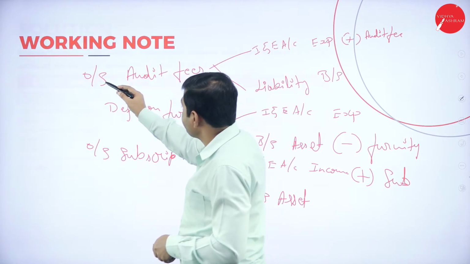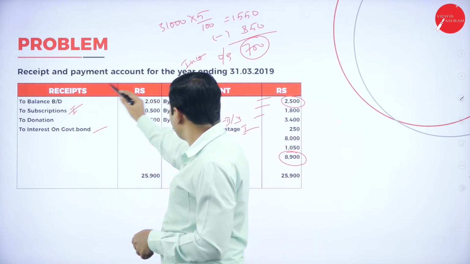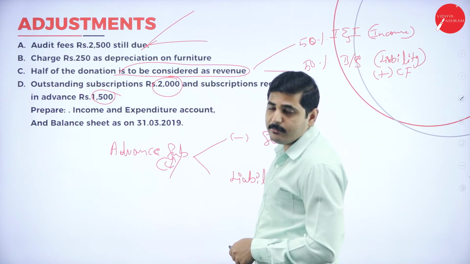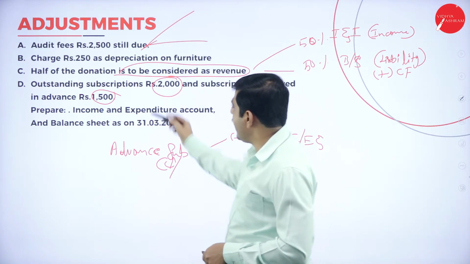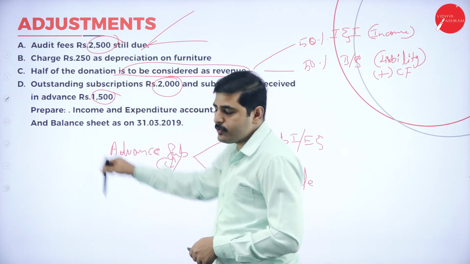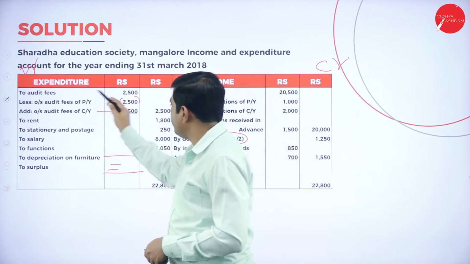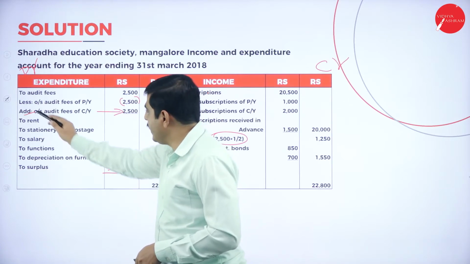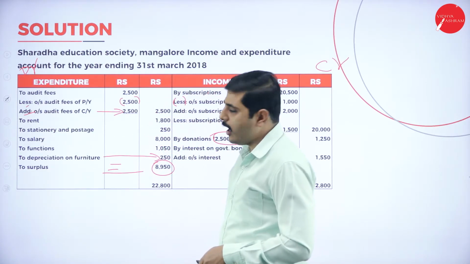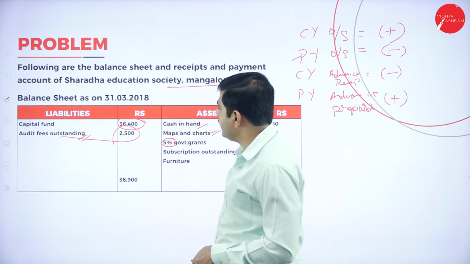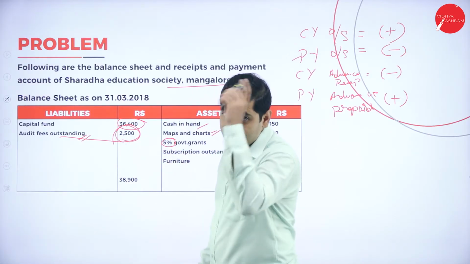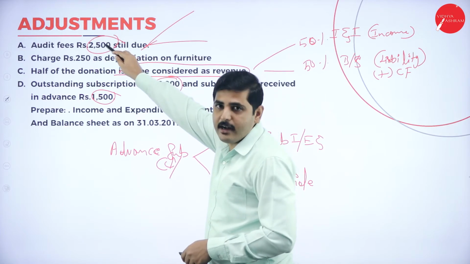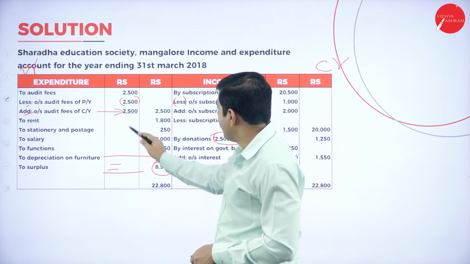So first, coming to the payment side, all the payments that belong to this year. What are the payments? First one, audit fees. Check for any advance or outstanding. Yes, we have an outstanding due: add the current year outstanding and deduct the previous year outstanding. The previous year outstanding is on the liability side of the balance sheet, so we should deduct it. The current year outstanding we should add to the amount. The remaining amount we will write here.